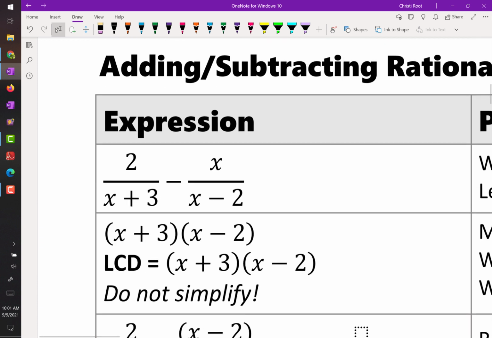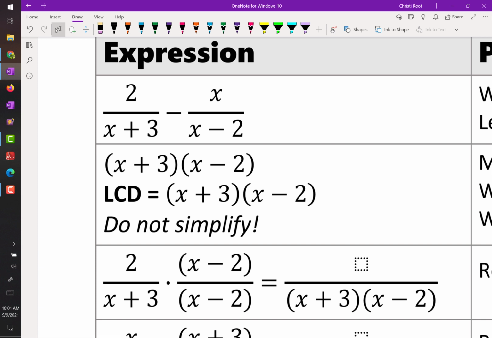All right, let's look at the second one. This is very different when you have polynomials. You can't just type it in your calculator and then poof, let it be done, okay? This one is a subtraction problem, and we have to be very, very careful when we are subtracting, especially if you're subtracting more than one term.